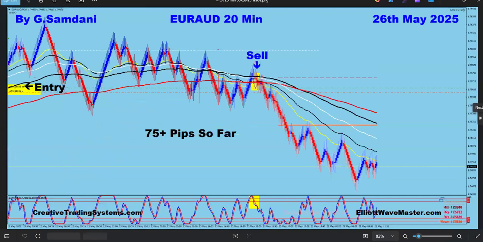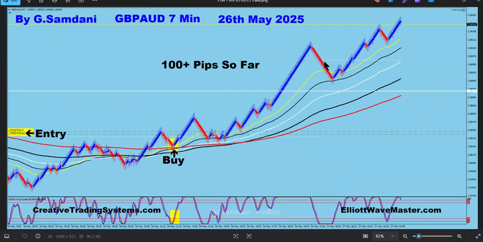So here now, euro Aussie 20-minute chart, the 26th on the same day, so 75 pip. You see these yellow lines, it was all bullish, and then all of a sudden the black and the yellow came down and gave me the entry right there, and the EA took the trade for 75 pip.